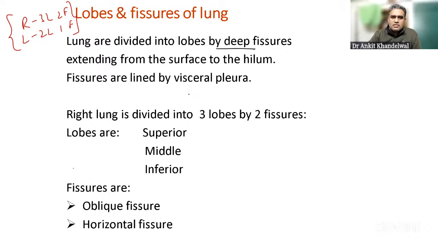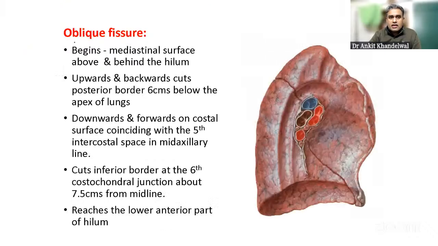Lobes will have fissures. Fissures are lined by visceral pleura. You can clear the right and left lung. Now, the oblique fissure, guys. The oblique fissure is at an angle. It begins from here and ends over here. This is the entire course of the oblique fissure. This also comes in your viva and is very important. It comes in your surface marking question. In surface marking also it comes.